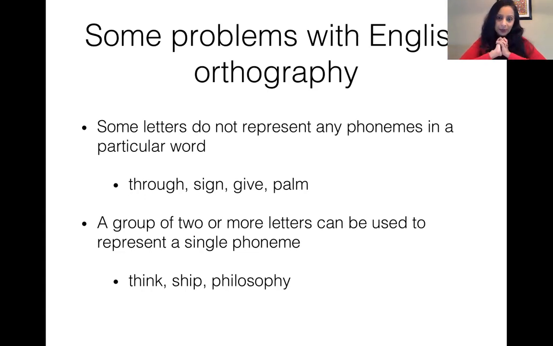So, for example, there are some sounds or letters that are not represented by any phonemes in a particular word, like through, right? The GH is not pronounced. Sign, the G is not pronounced. Give, the E is not pronounced at the end, and palm, the L is not pronounced.